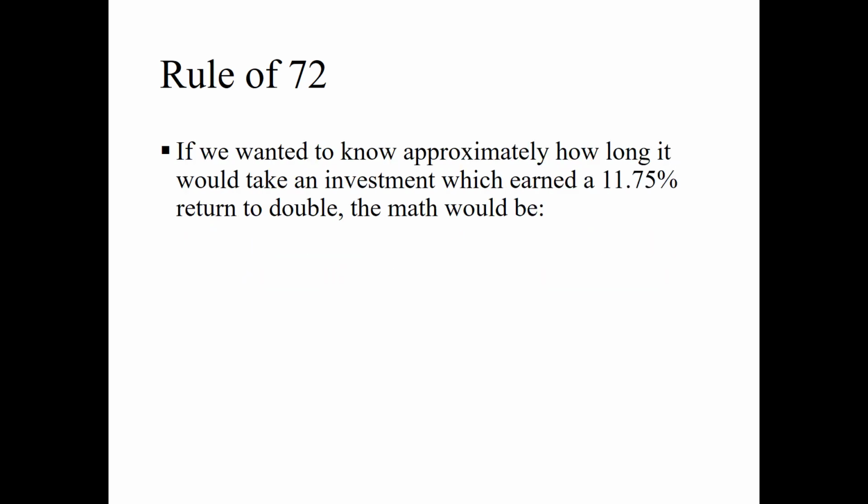If we look at another example, how long would it take approximately for an investment to double if it earned 11.75% per year? Again, we simply take 72 and divide it by 11.75. We do not use it as a decimal point, and that gives us 6.13 years. So in this case, an investment that earned 11.75% would take approximately 6.13 years to double.